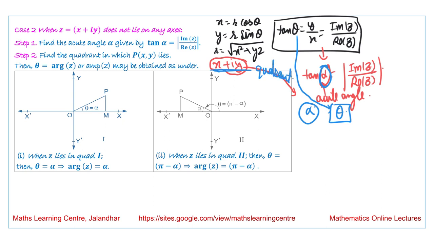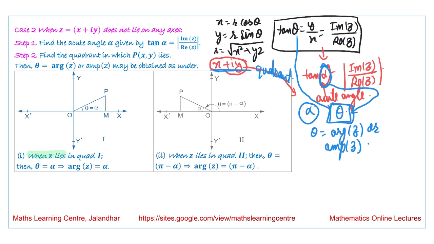We have the value of alpha. Now we will adjust the value of alpha to obtain the corresponding value of theta in which it will lie. And we will see that this value of theta is basically the argument of z or the amplitude of z. So we have different cases over here. First is when z lies in the first quadrant. We are talking about how we can get the values of theta from alpha.